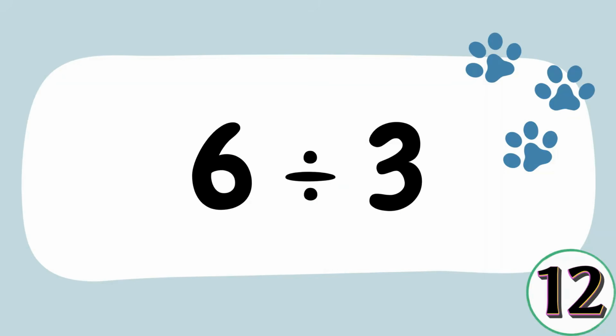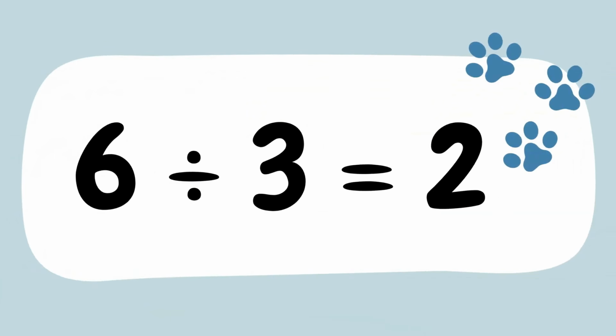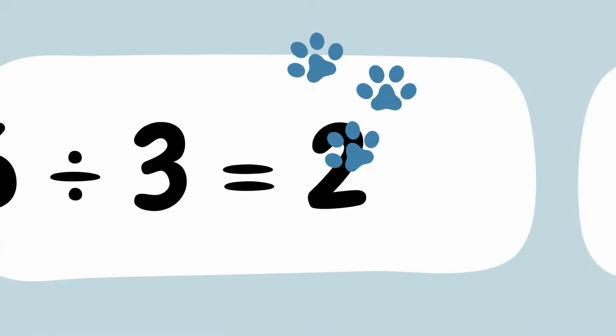What is 6 divided by 3? The answer is 2. 6 divided by 3 is 2.